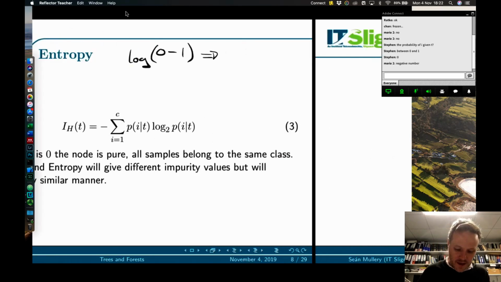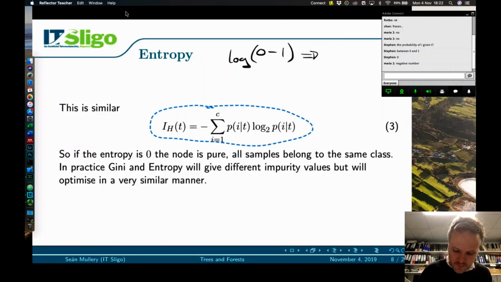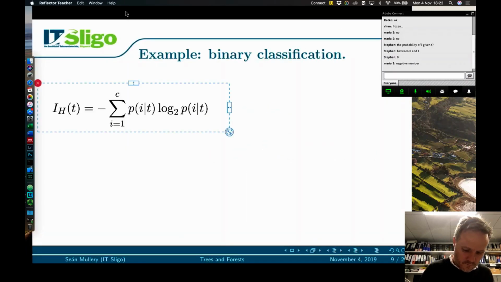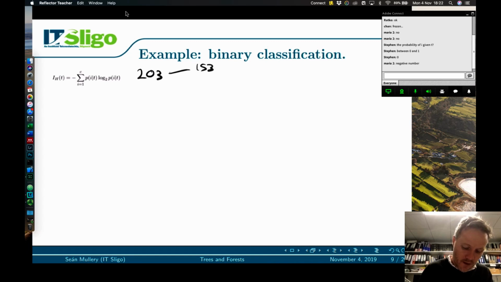So let's take an example, and what I'll do once again is I'll just take a screenshot of that and we'll bring it over. Okay, so I think my example from the last time was I had 203 and I was splitting that 153 and 50 for class 1 and class 2.